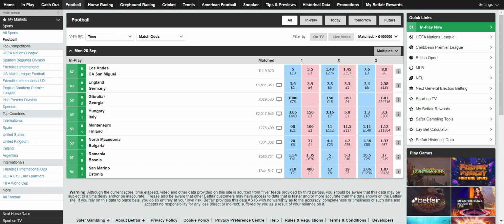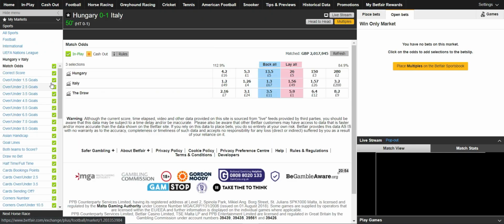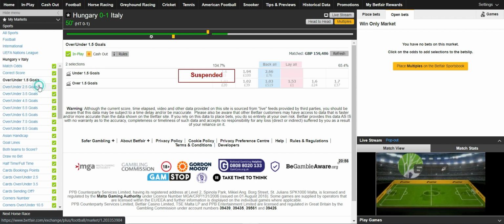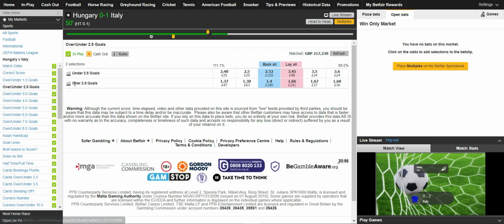And there we are, there's another one, Hungary versus Italy. The goal has just gone in to make it 2-0. So I will quickly jump onto this with £50 again and see if we can get matched.